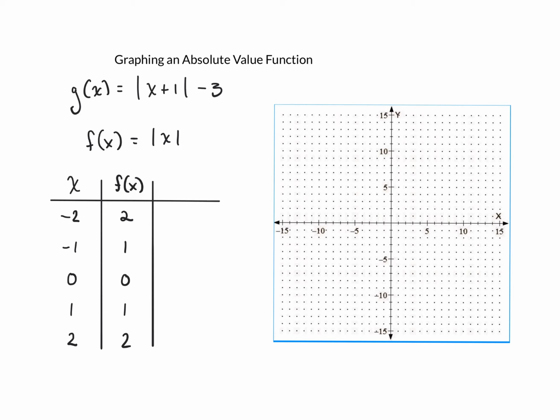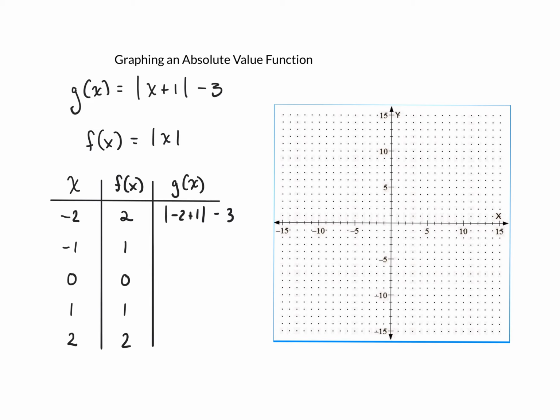Now let's take a look at what we get when we plot g of x. We're going to use the negative 2, so I'm going to plug negative 2 into the function for g of x. What I get is the absolute value of negative 2 plus 1, and then I subtract 3. I'm going to show it for the first one, but then I'm going to just do mental math along the way. The absolute value of negative 2 plus 1: negative 2 plus 1 is negative 1.